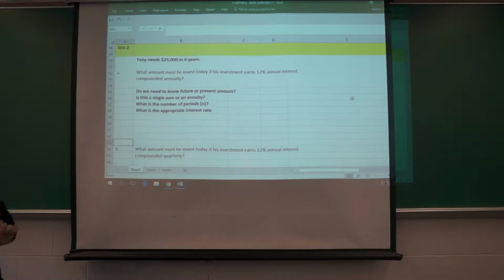Tony needs the $25,000 in 4 years. How much does he invest today if it earns 12% annual interest compounded annually? So we can go through our 4 questions here.